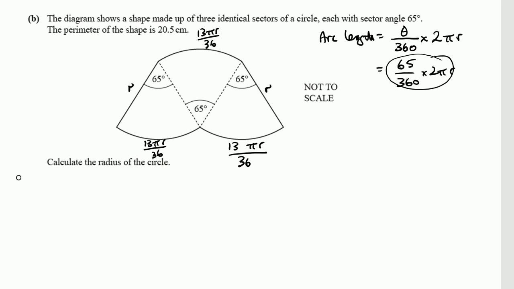Now all of these measurements added together are going to make the perimeter of the shape. So 2r plus 3 times this fraction over here is going to make up my perimeter. 3 times 13 pi r over 36 is actually going to turn out to be 13 pi r over 12. Timesing the fraction by 3 is the same thing as making the denominator 3 times smaller. This thing equals 20.5.